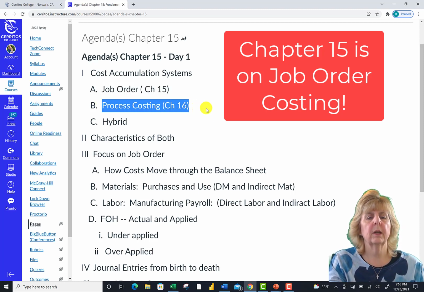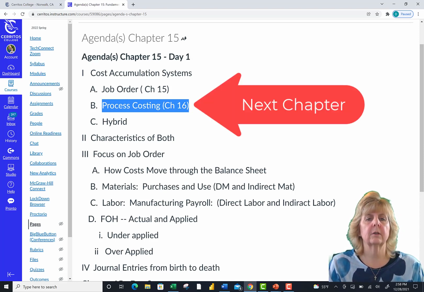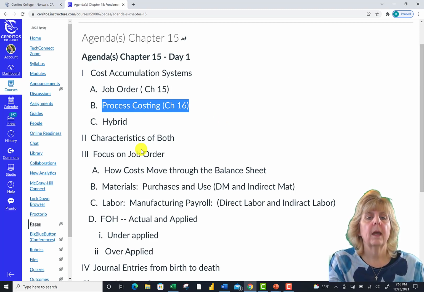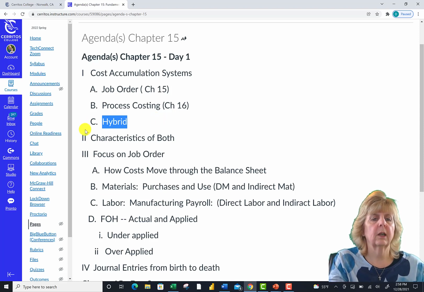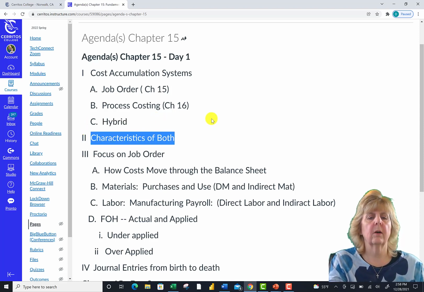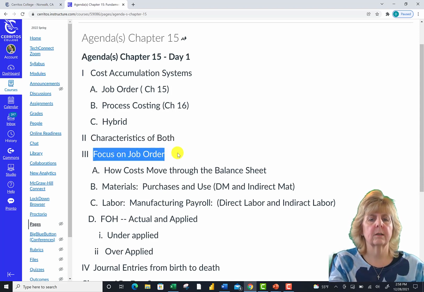We'll talk a little bit about process costing, which is the second type of cost accumulation system that we'll cover in the next chapter. And honestly, most manufacturing environments that I've been in are kind of a hybrid of both. So today we'll be talking about both of those. We'll take a look at the characteristics and talk about how they are the same and how they are different. But our focus today is going to be on job order costing.